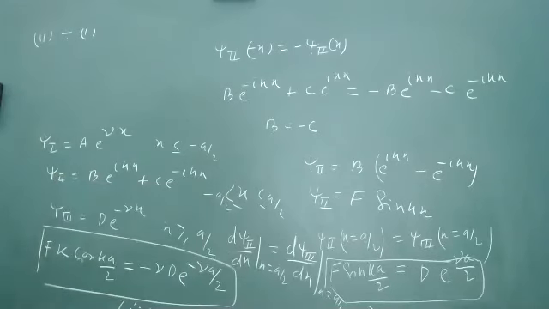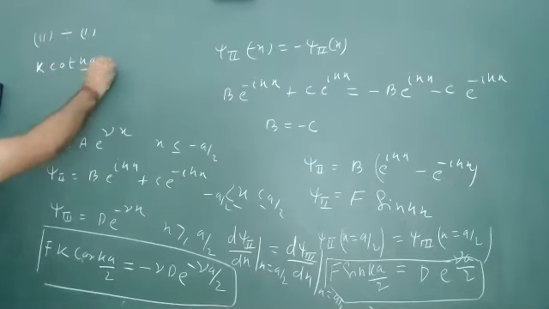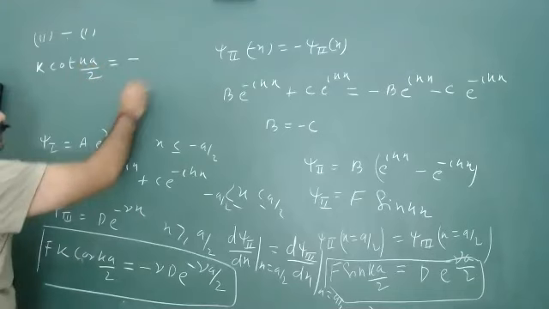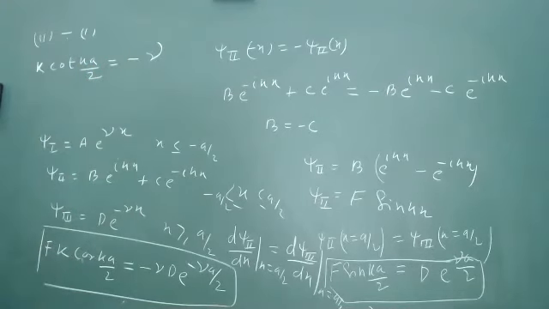Sir, it is not visible. Okay, sorry, equation 2. Equation 2 by equation 1, just like we did last time, right? So what will you get? You will get k cot ka by 2 is equal to minus gamma, isn't it?